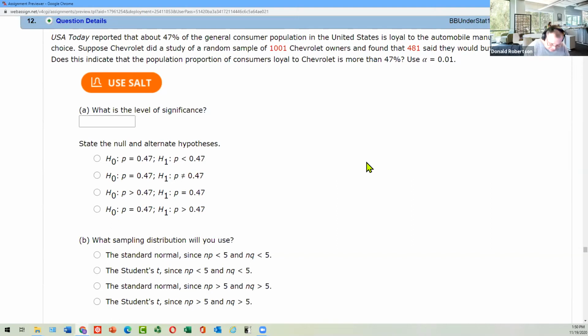This one is loyalty to brand, I guess. Question 12. In the newspaper USA Today, I think it's a newspaper, 47% of the general consumer population in the United States is loyal to the automobile manufacturer of their choice.